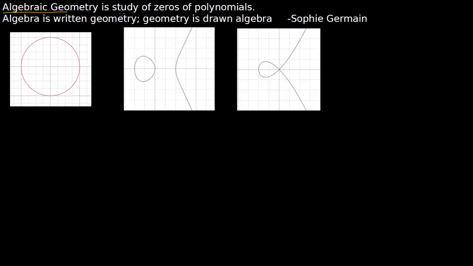Algebraic geometry is the study of zeros of polynomials. So we start this with a quote of Sophie Germain. Algebra is written geometry. Geometry is drawn algebra. So let us see this quote in action.